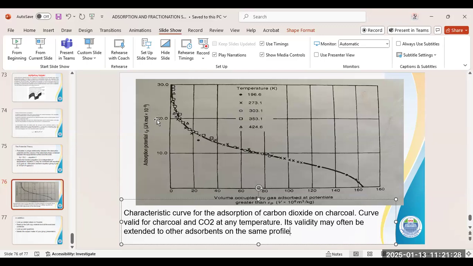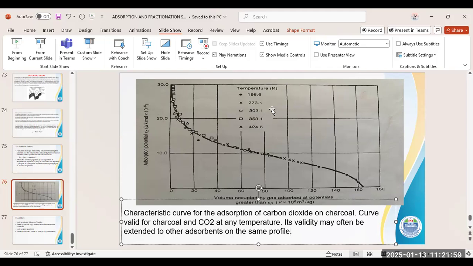For instance, at an adsorption potential of 20 joule per kilomole, what do you have? If you come somewhere here, what temperature do you have? This temperature, that's about 303 Kelvin. So you can read it down, okay? So these are 303 Kelvin.